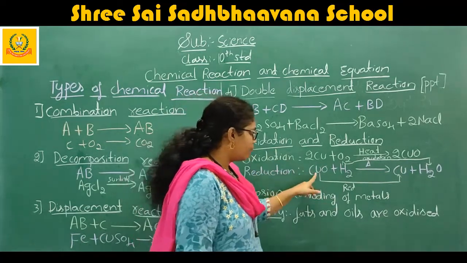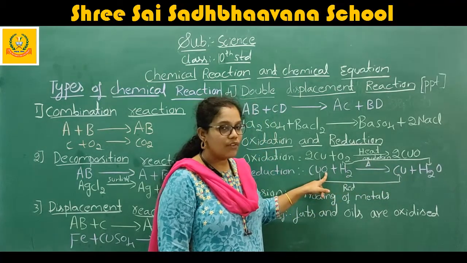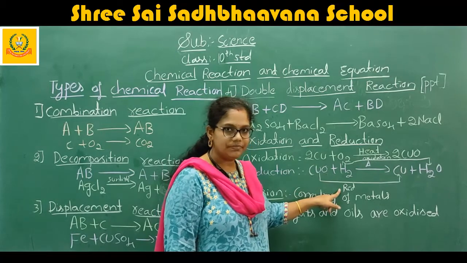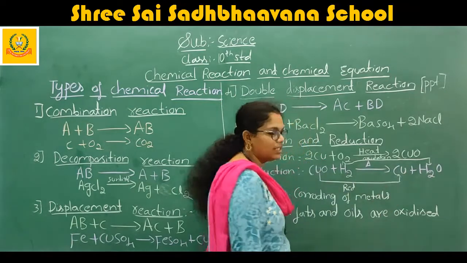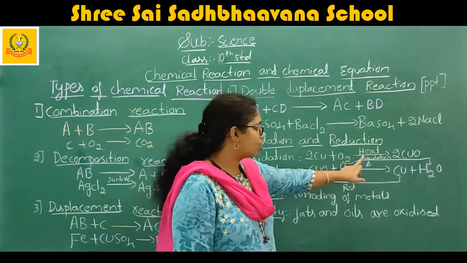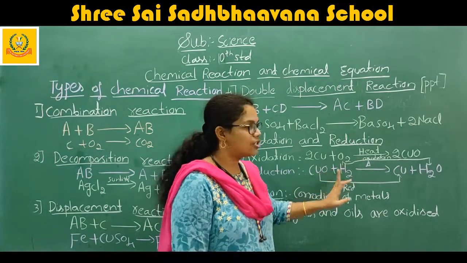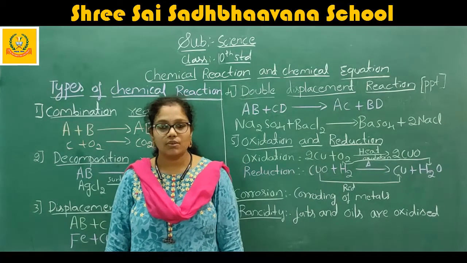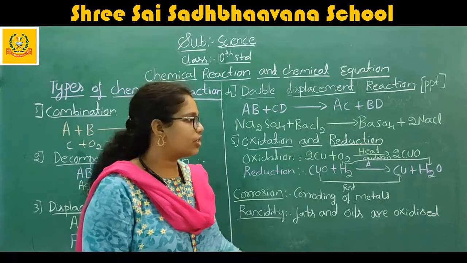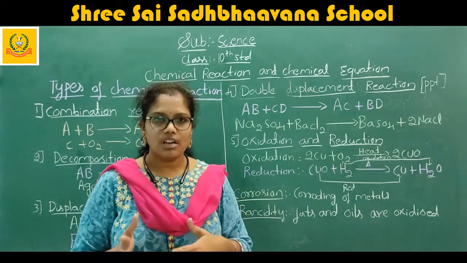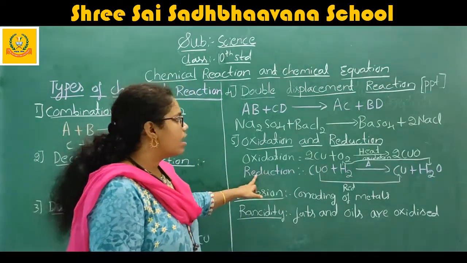How? If you see this one, from copper oxide to copper, removal of oxygen takes place. Removal of oxygen we call reduction. And here, hydrogen to water, addition of oxygen takes place. Addition of oxygen we call oxidation. Therefore, if both oxidation and reduction take place in the same reaction, then that type of reaction is known as a redox reaction.